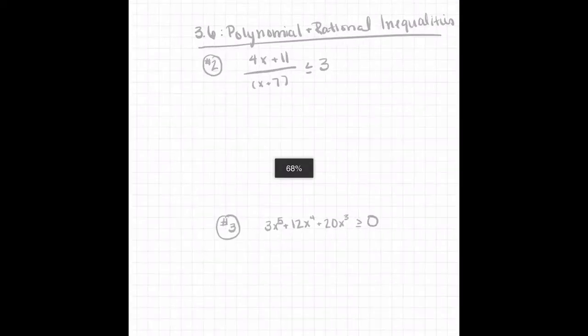Moving on to our last section of review, 3.6. The lovely sign charts have returned. Yes, our favorites. So first we need to get everything on one side so it can be set equal to 0. Subtract that, make it a fraction so it's nice and pretty for us. And now I want to get common denominators.